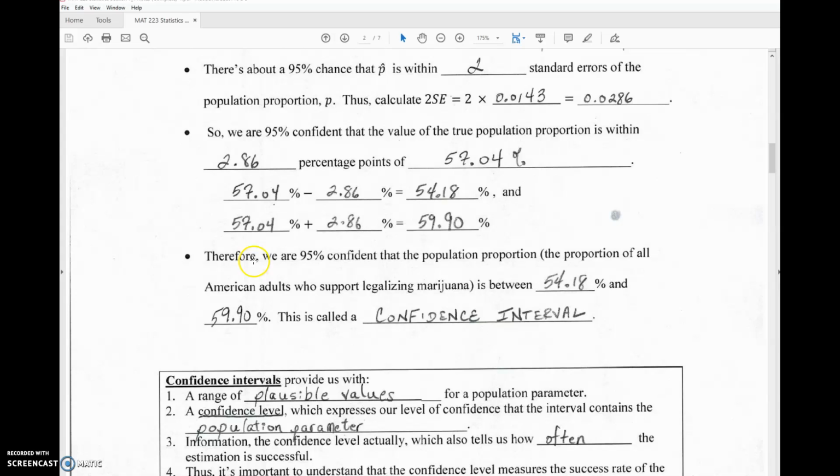So the way we state these confidence intervals, we say the following. We are 95% confident that the population proportion, which in this case is the proportion of all American adults who support legalizing marijuana, is between 54.18% and 59.90%. That's called a confidence interval.